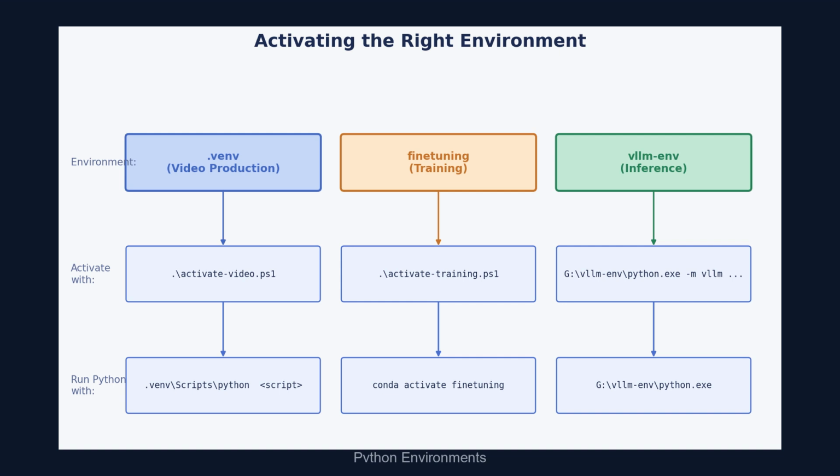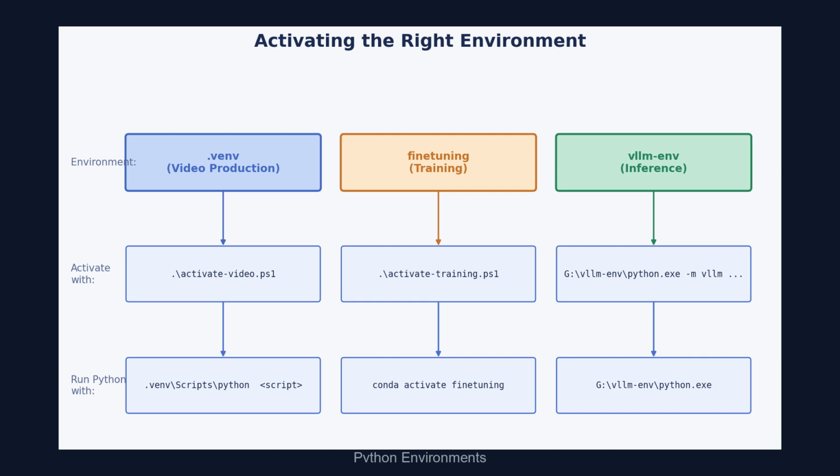For video work, run the activate-video.ps1 script, and then call your Python. For fine-tuning, which is where you are right now, run the activate-training.ps1 script, then conda activate fine-tuning. For inference, call the vLLM python binary directly, at vllm python.exe, with the -m vllm flag.